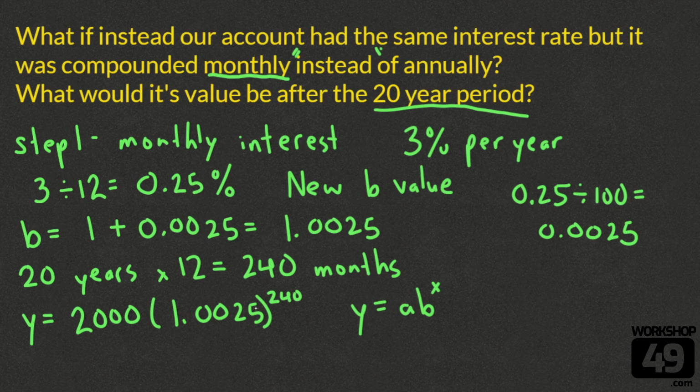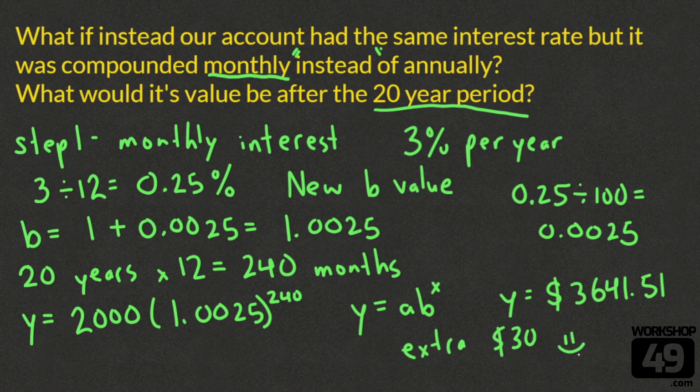Don't forget, this is the exact same equation. Y equals a b to the x. If you put this into your calculator and chunk this out, you're going to get $3,641.51, which I suppose is a little less than $30 more. But that's good. I mean, that's good news for you. So if you have your bank interest calculated monthly instead of annually, you do make a little bit extra money.